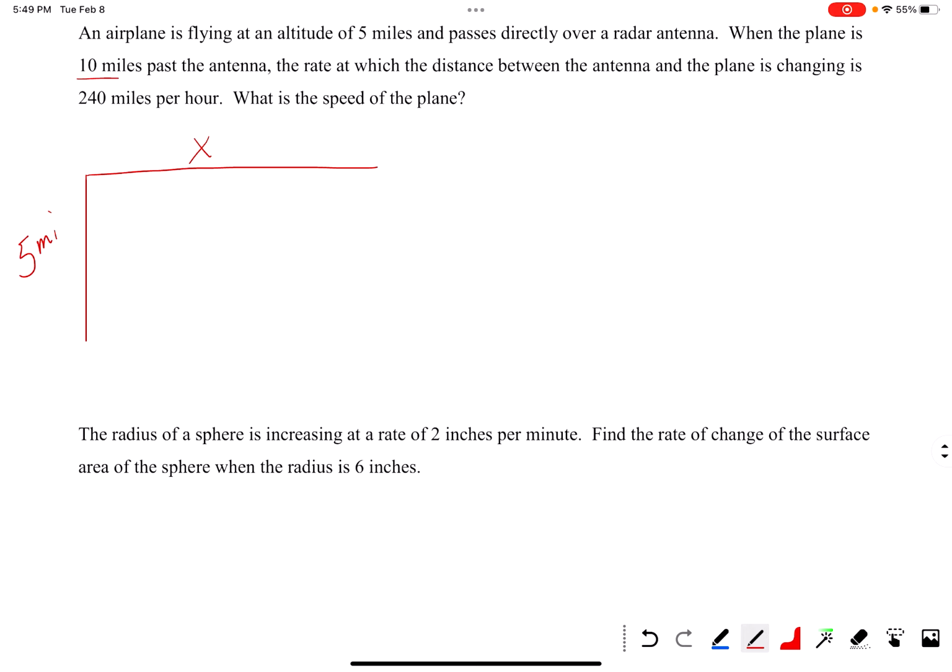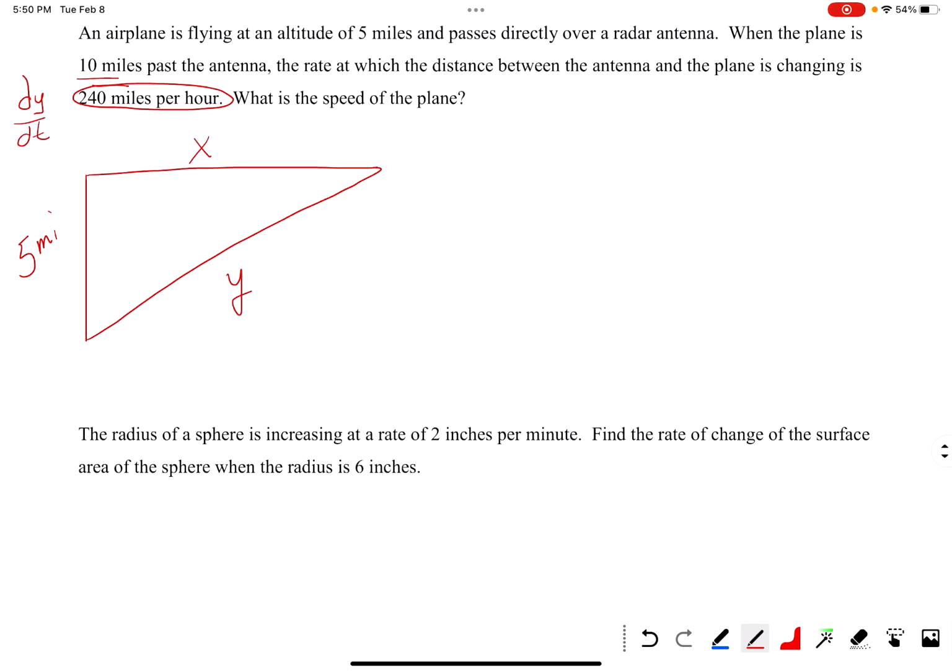And then I'm going to have to call this something. I guess I'll call it y. We don't have a length for that line, but we do have a rate for that line. So this is basically how I'm going to model this situation, okay? Hopefully that's all right. So then where would you go from here? Now that I've got some variables and I know that I'm dealing with x's and y's and I have my constant altitude, let's see. This rate here is going to be dy/dt.